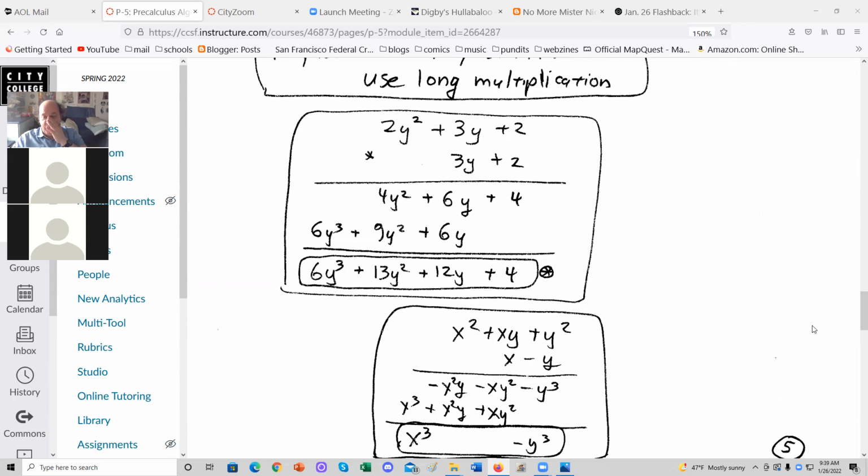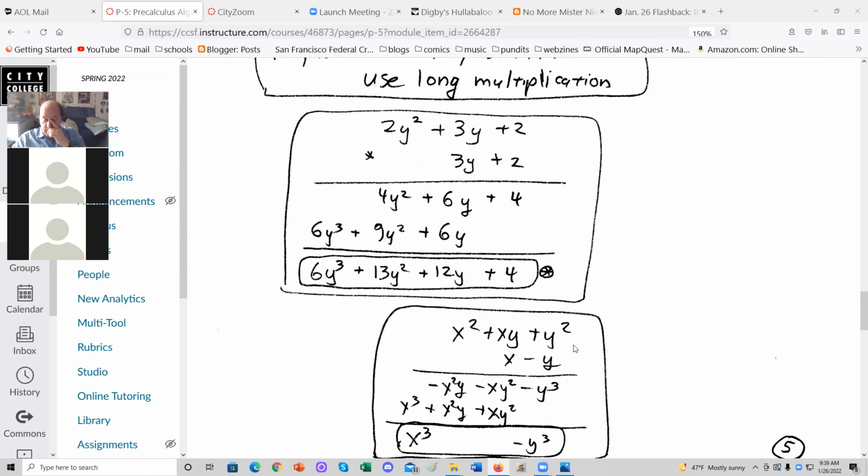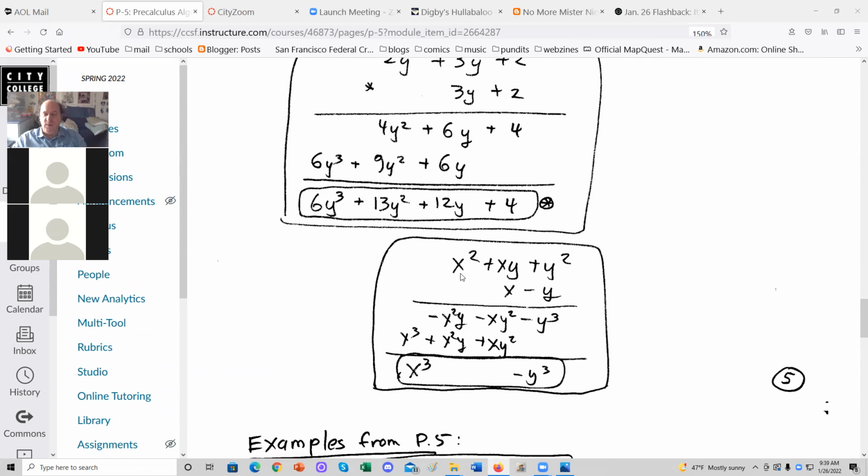Now here we have, I'm going to prove this one here. Here we have square plus product plus square times a difference. Let's see what happens. Negative y times x squared is negative x squared y. Negative y times xy is negative xy squared. Negative y times y squared is negative y cubed.